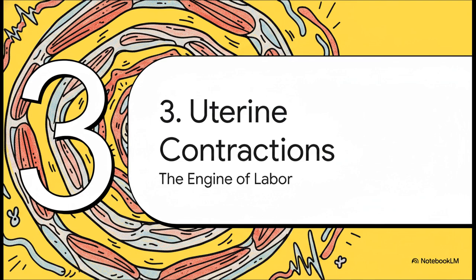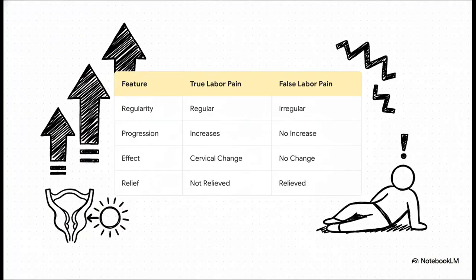Now let's talk about the engine that drives this whole process, those powerful rhythmic uterine contractions that do all the heavy lifting. All right, this is a classic exam question, so listen up. How do you tell the difference between true labor and false labor, also known as Braxton Hicks contractions? The biggest giveaway, the thing that separates the two, is right here: progressive cervical change. True labor contractions actually change the cervix. They make it thinner, which we call effacement, and they make it open up, which is dilatation. False labor pains, they don't do that.